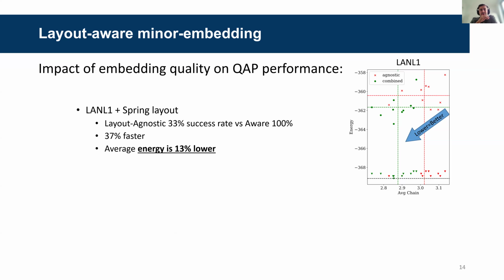I wanted to talk about this example in particular, which is a graph that doesn't have natural layout information. We just create one from a spring layout, but the problem has some locality information. As a result, we found that layout aware had higher success rate, found embeddings faster, and with better quality embeddings, they translated into 13% lower average energy, which is really good results for the performance of the device.